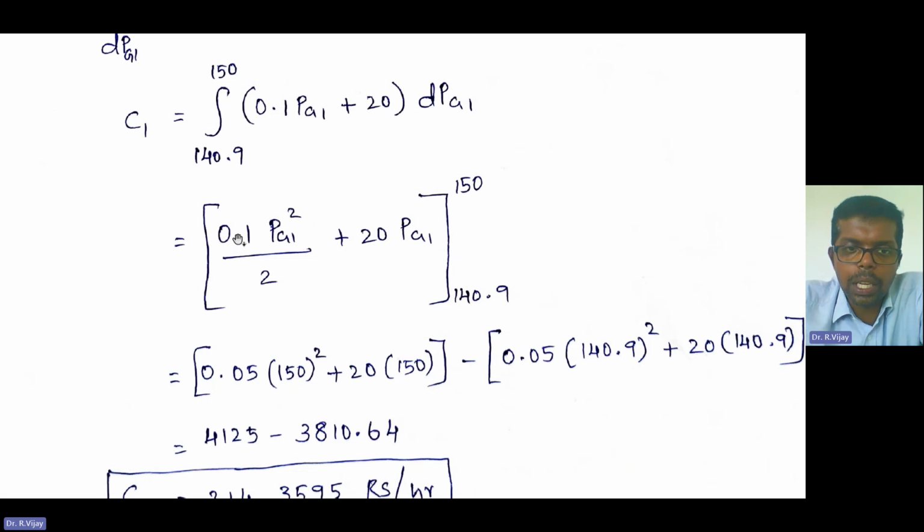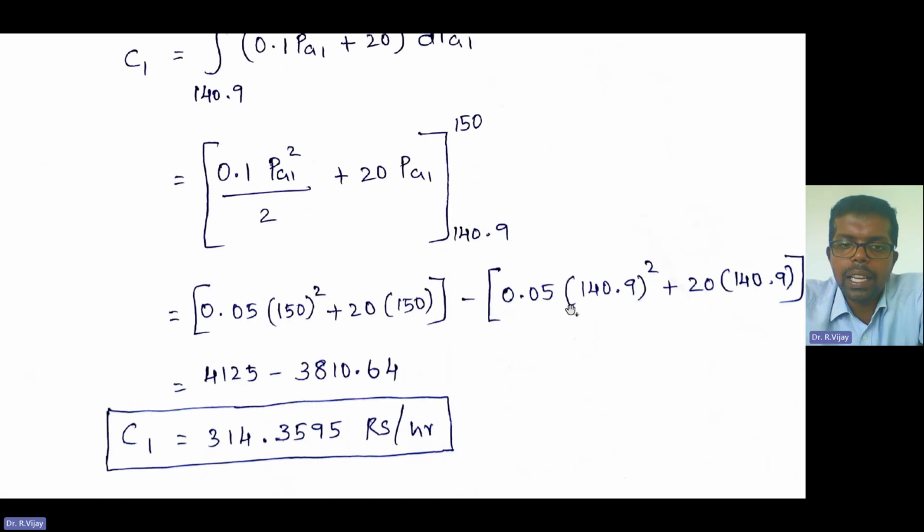So 0.1 divided by 2 is 0.05. Here we substitute PG1 first as 150 megawatt: 0.05 into 150 squared plus 20 into 150, minus the same thing with 140.9: 0.05 into 140.9 squared plus 20 into 140.9. Take your scientific calculator and simplify it. We are getting the cost answer as 314.3595 rupees per hour.